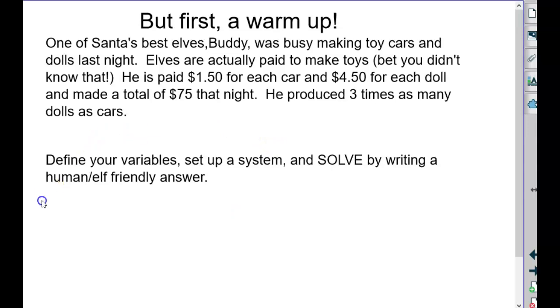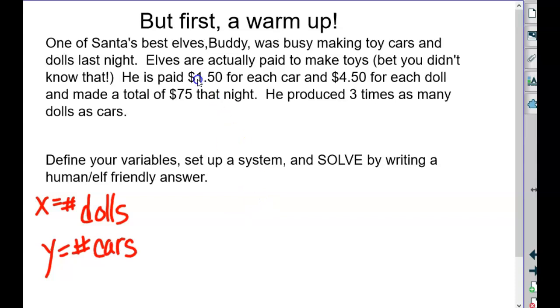Okay, so define our variables. X equals the number of dolls and Y the number of cars. Now let's start with this one. He's made $1.50 per car, which would be Y, right? Because we did cars second. $4.50 for each doll, 4.5x. I'm going to put that in front so that when we put it in our matrix, it's X and then Y. And that was $75.